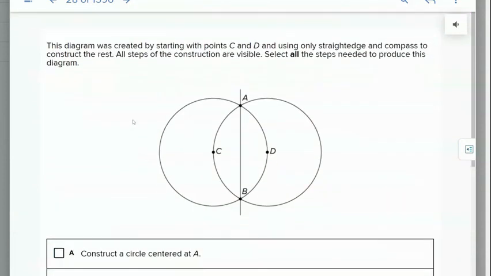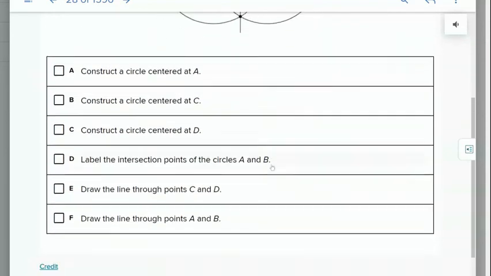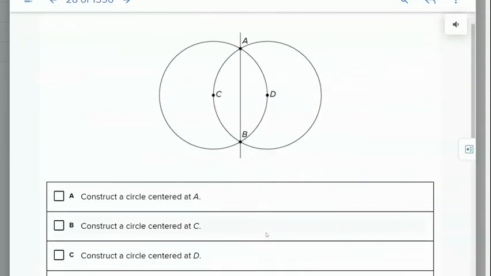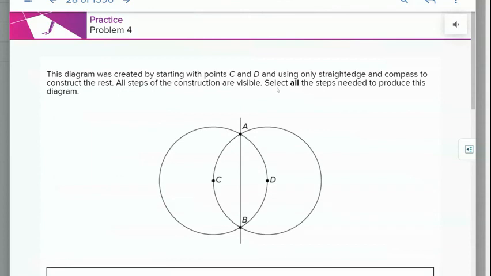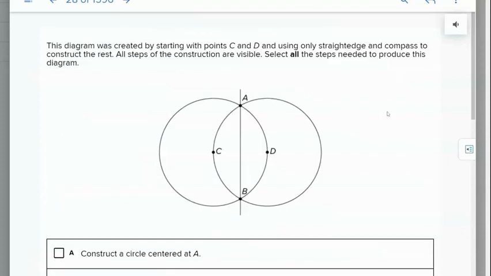All right, problem four. We have, starting with points C and D, and only using a straight edge and compass to construct all the rest. All steps of the construction are visible. Select all the steps needed to produce this diagram. Ooh, all the steps. So you might have more than one. You can go ahead and use the draw tool to recreate this image, and then make sure you write down the steps and see all the steps you needed to use. Okay, there are some in here that are just shenanigans. It doesn't exist in your process.